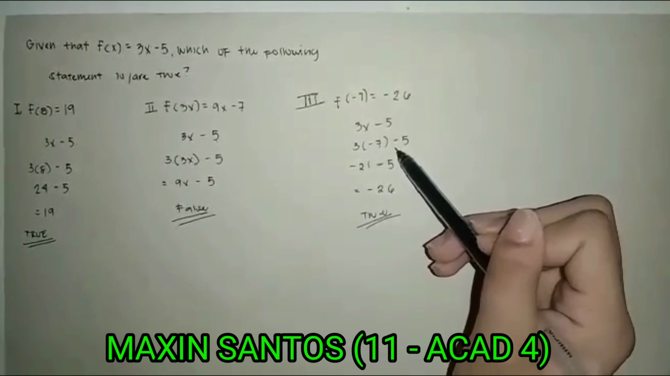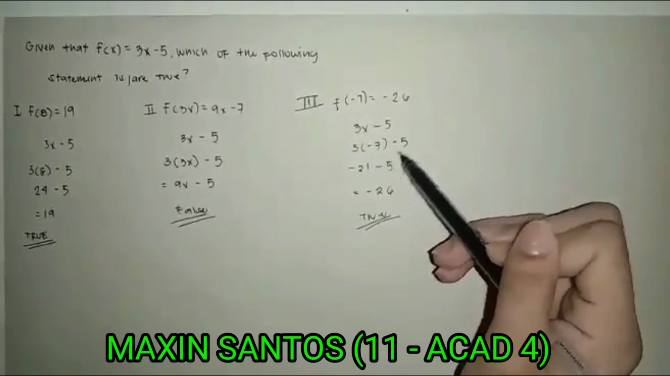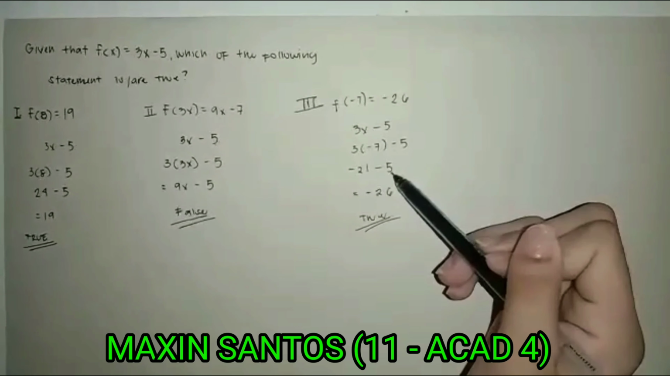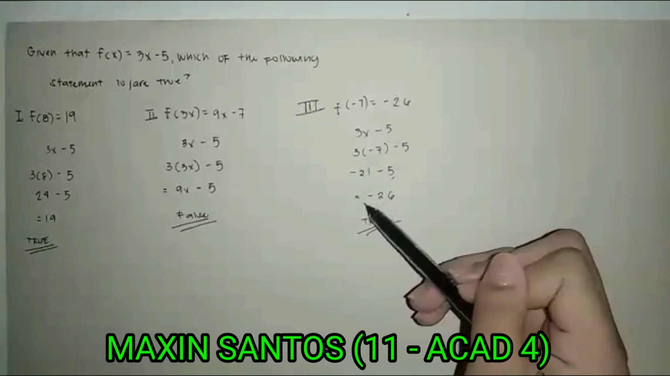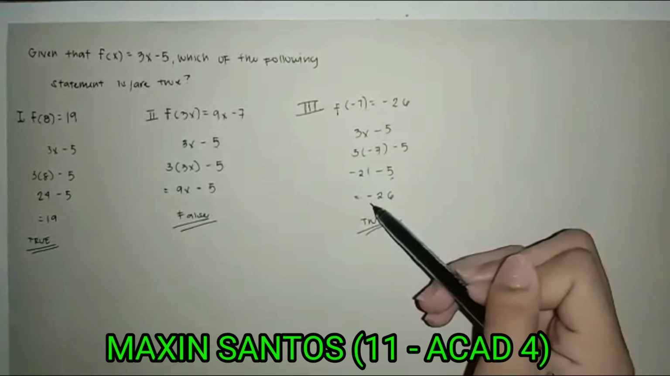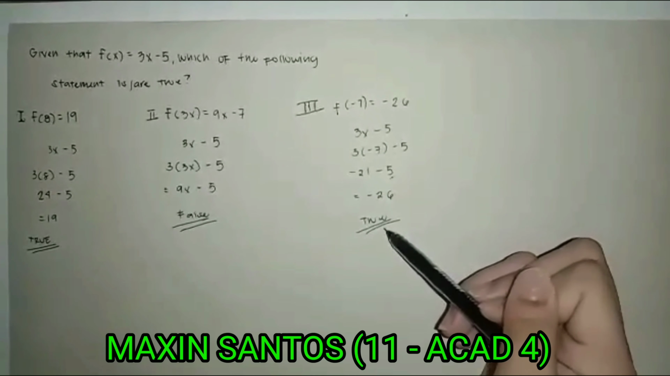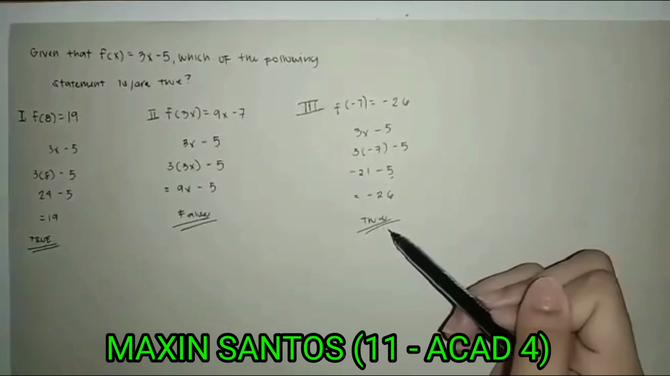Copy the operation used, which is minus, and then bring down the second term, which is 5. Negative 21 minus 5 will lead you to the answer of negative 26, which makes this last statement true.